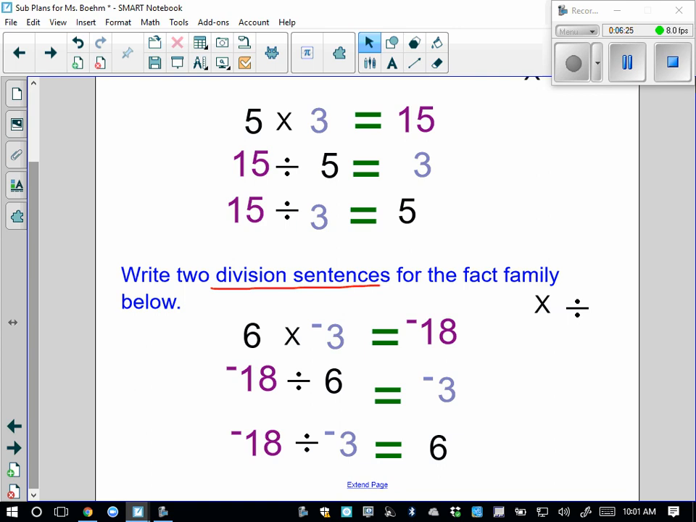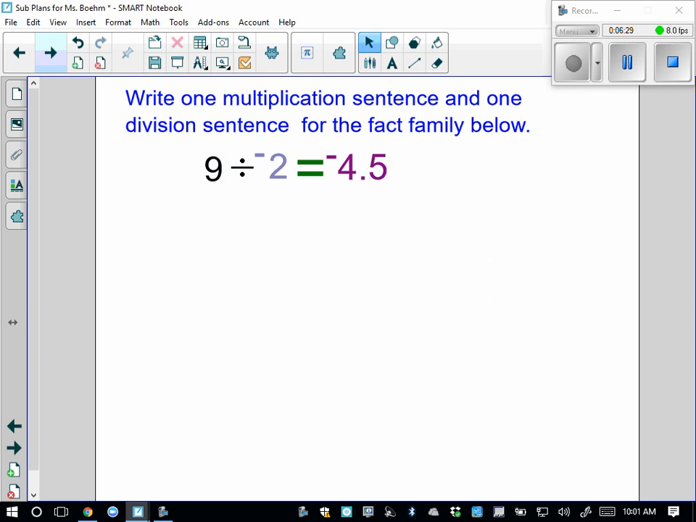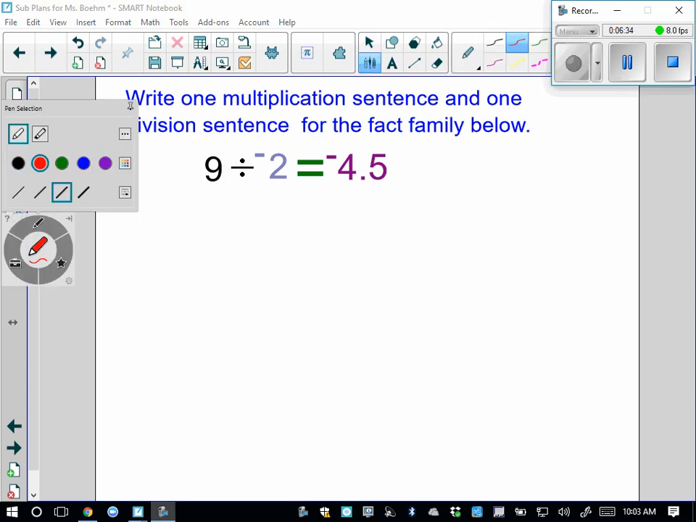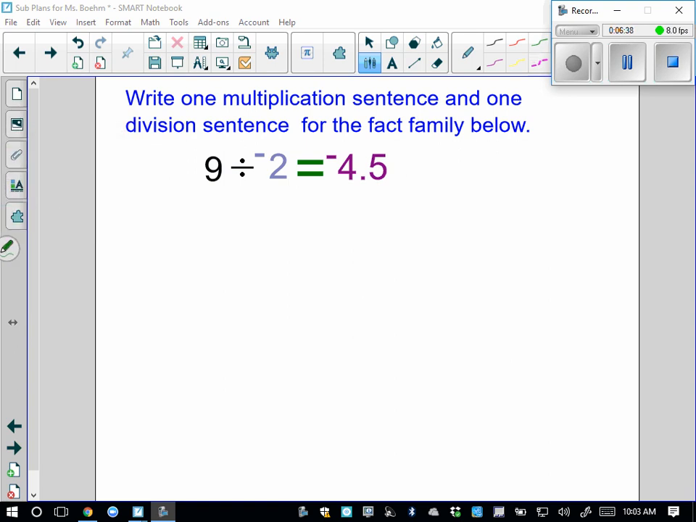They get a little bit harder. You ready for a harder one? Yeah. Okay, do this one. What are the directions this time telling us? Write one multiplication sentence and one division. Yeah, so now the directions are different. We need a multiplication and we need a division.